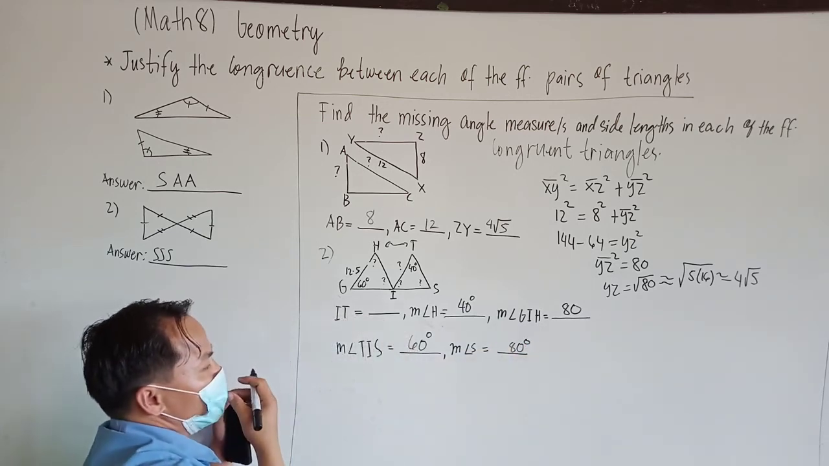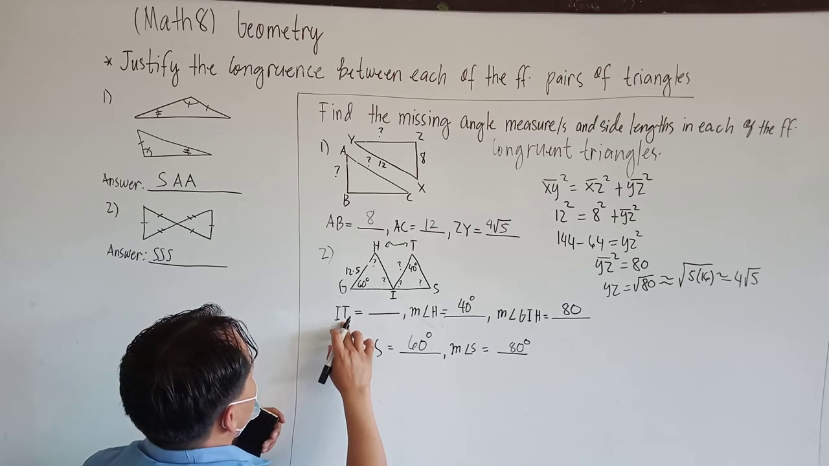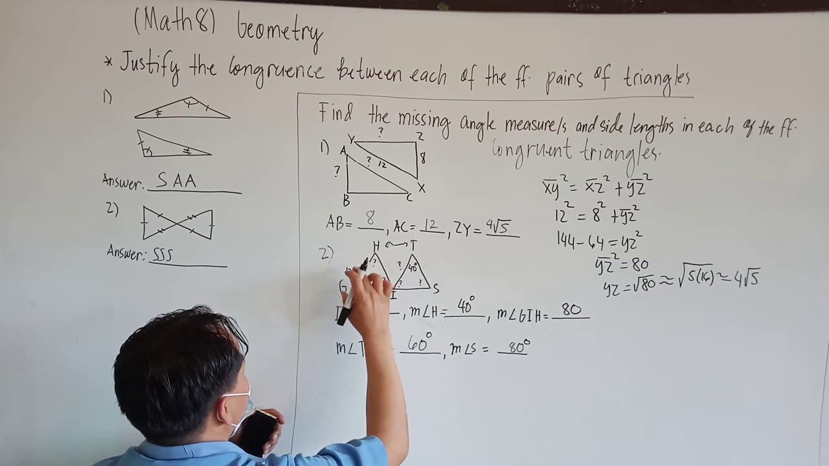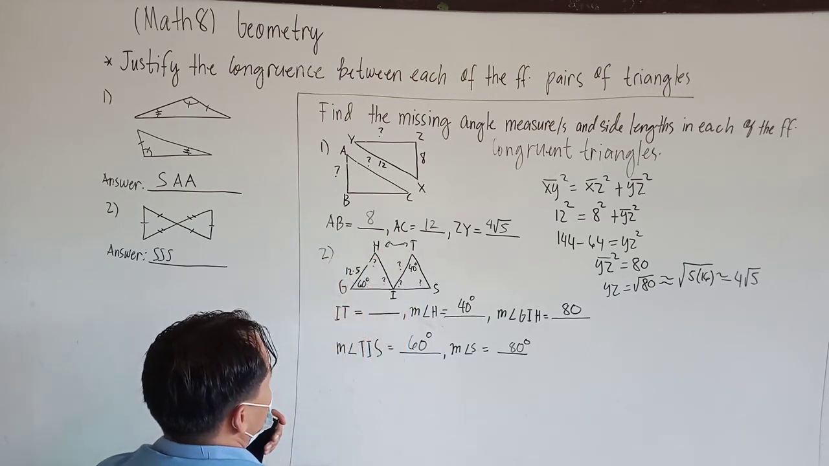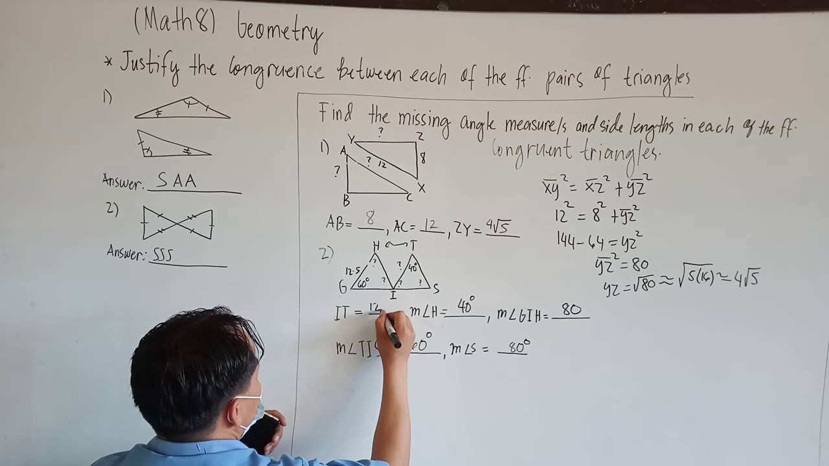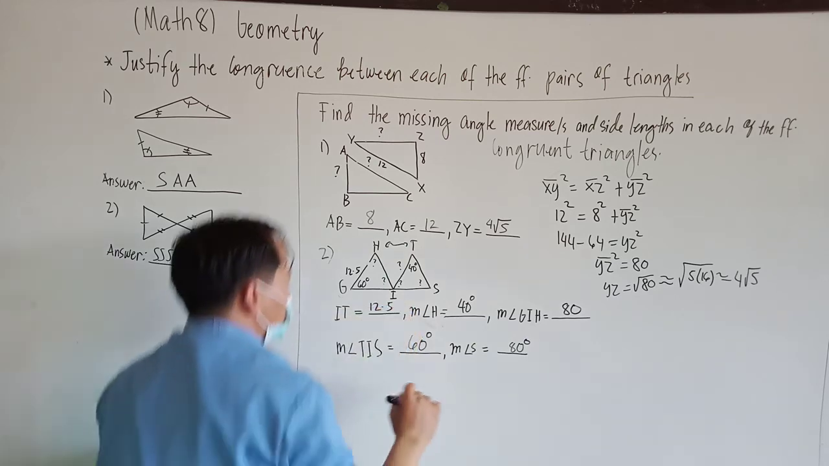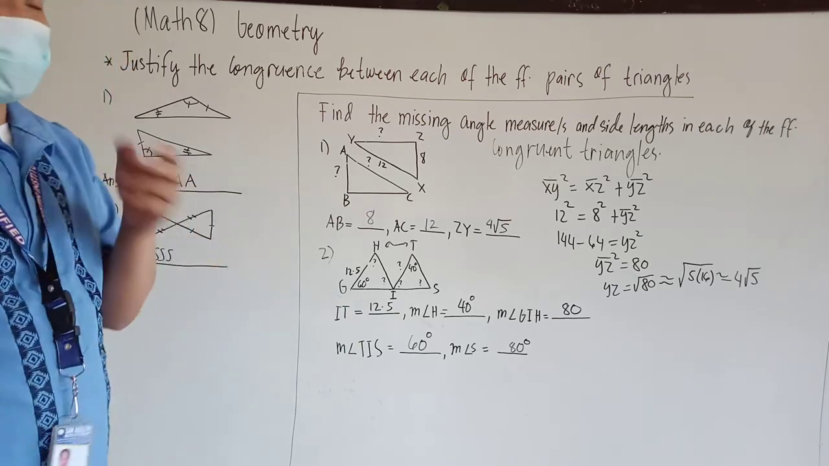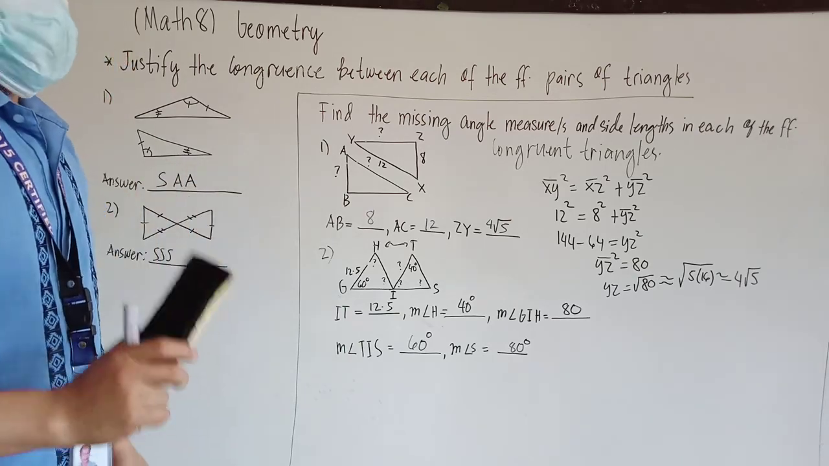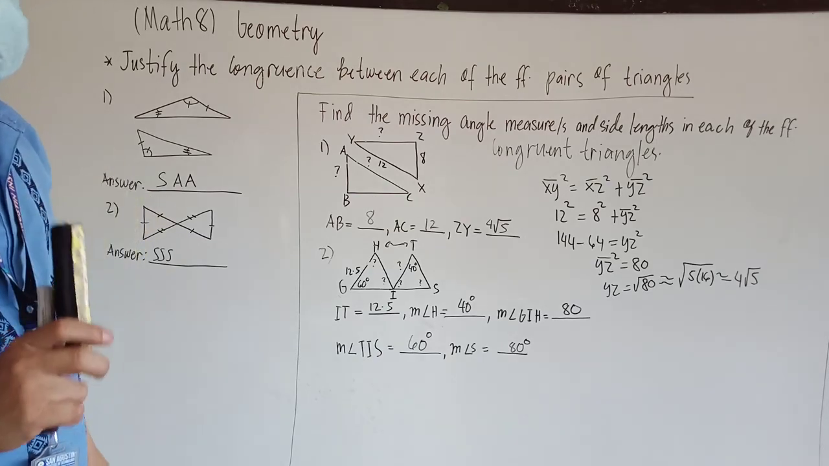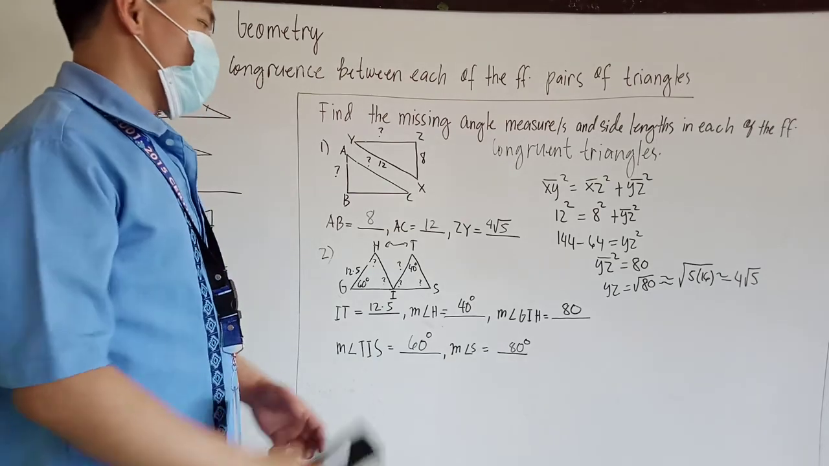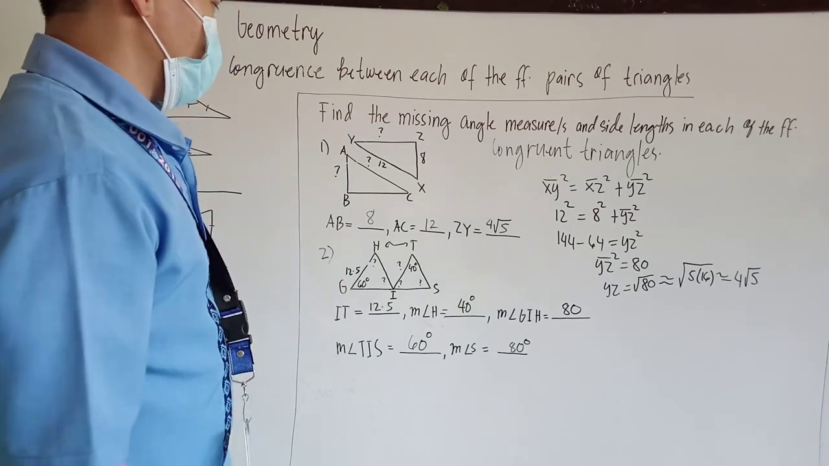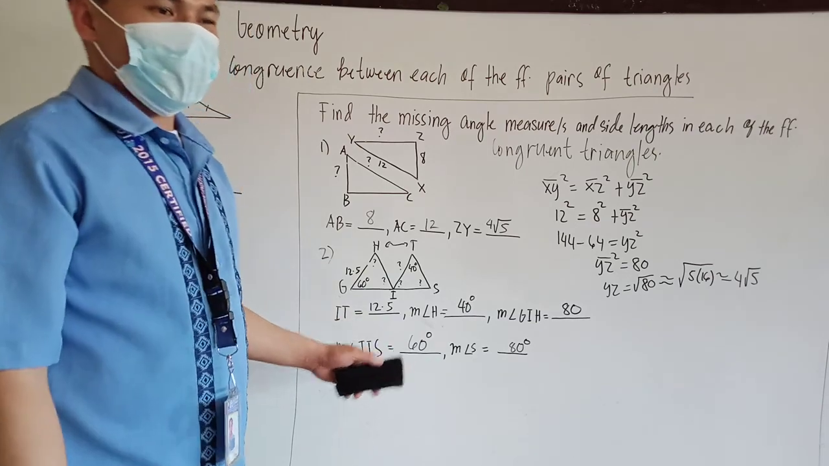Now, let us proceed to the sides. IT, we have here IT. This side corresponds to side GH in the first triangle and has a measure of 12.5. So it means this one is 12.5 units. So that is how to find the measurement of the congruent angles. All you have to do is identify the corresponding angles and corresponding sides of each congruent triangle, so that it would be easy to find the measurement of each side as well as the measurement of each angle.